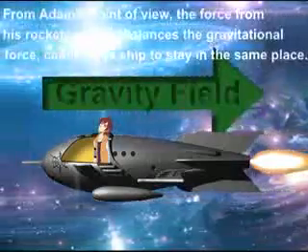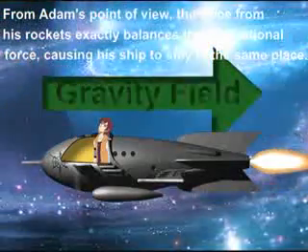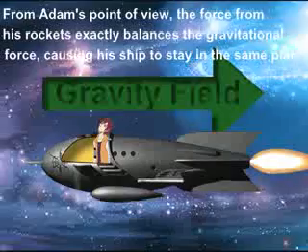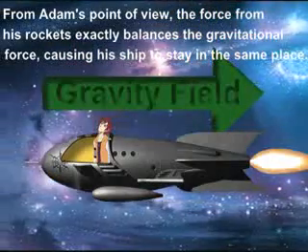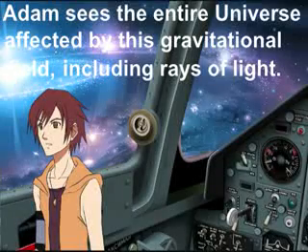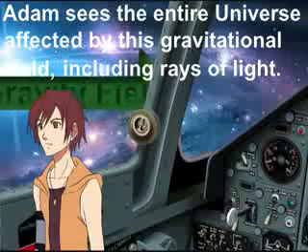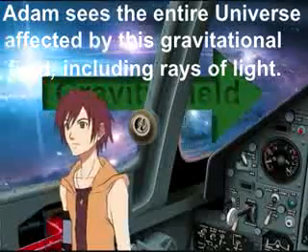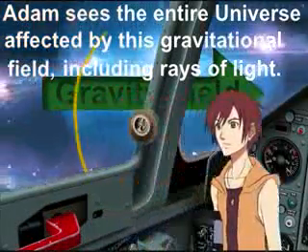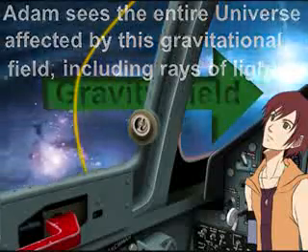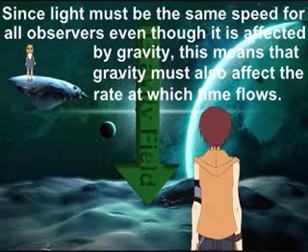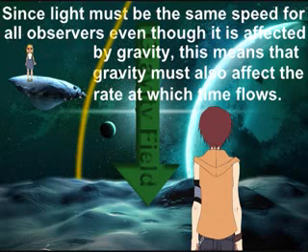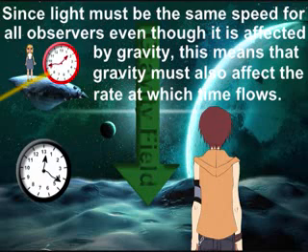From Adam's point of view, the force from his rockets exactly balances the gravitational force, causing his ship to stay in the same place. Adam sees the entire universe affected by this gravitational field, including rays of light. Since light must be the same speed for all observers even though it is affected by gravity, this means that gravity must also affect the rate at which time flows.